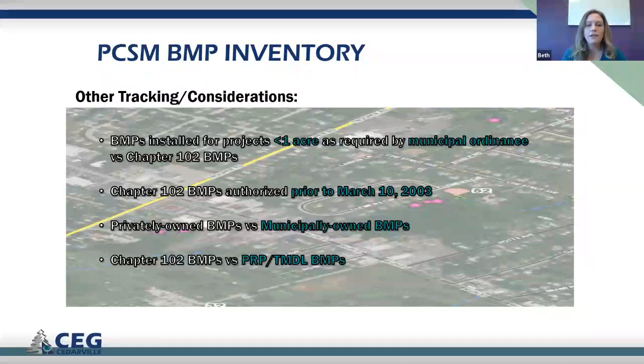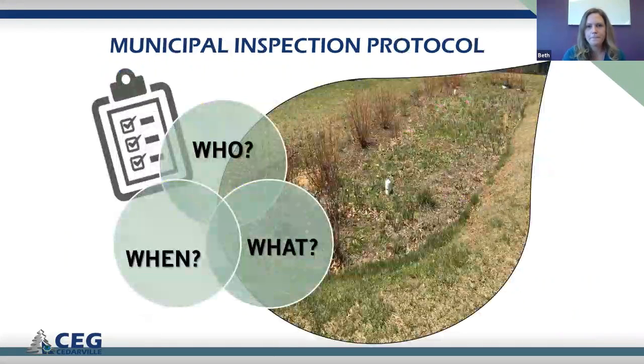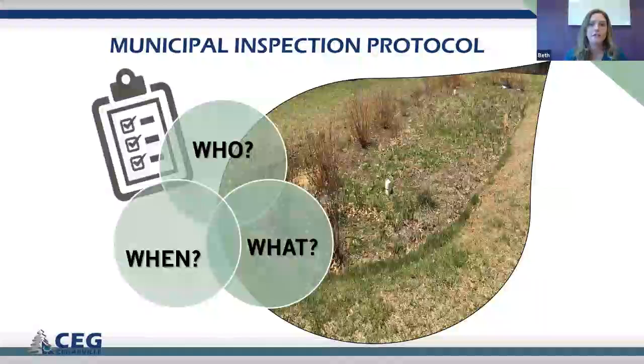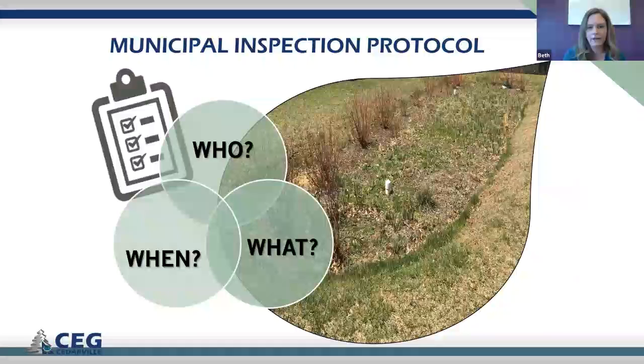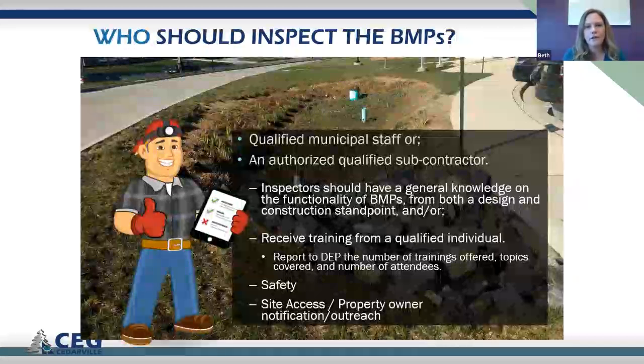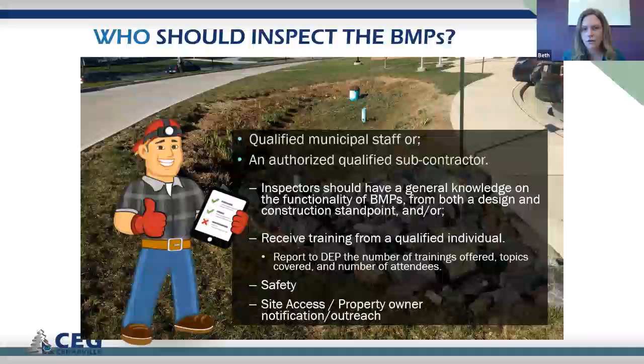And then finally, you have your BMPs that are required to be on the BMP inventory because they were constructed after 2003. And then you have BMPs that you're also required to make sure are operated and maintained properly, as installed to meet the requirements of your pollutant reduction plan or your TMDL plan. So you may want to consider adding those BMPs to your inventory and tracking them simultaneously and using the same inspection program for that.